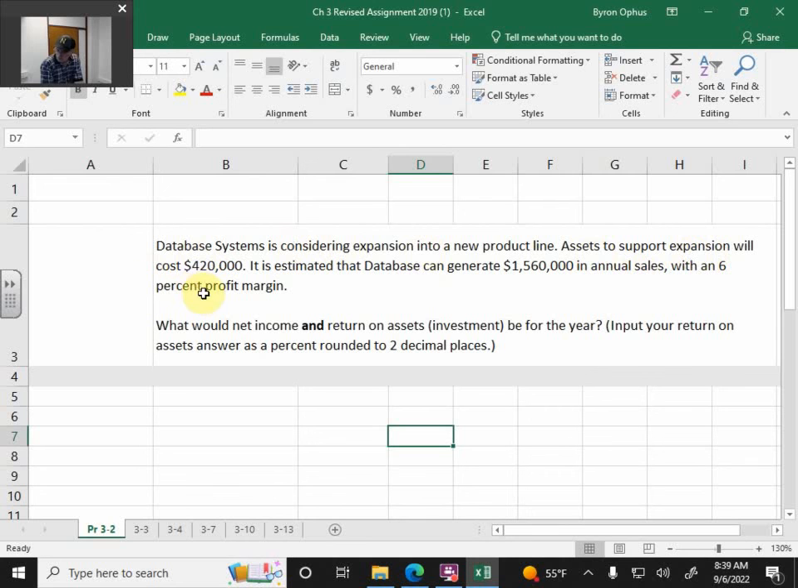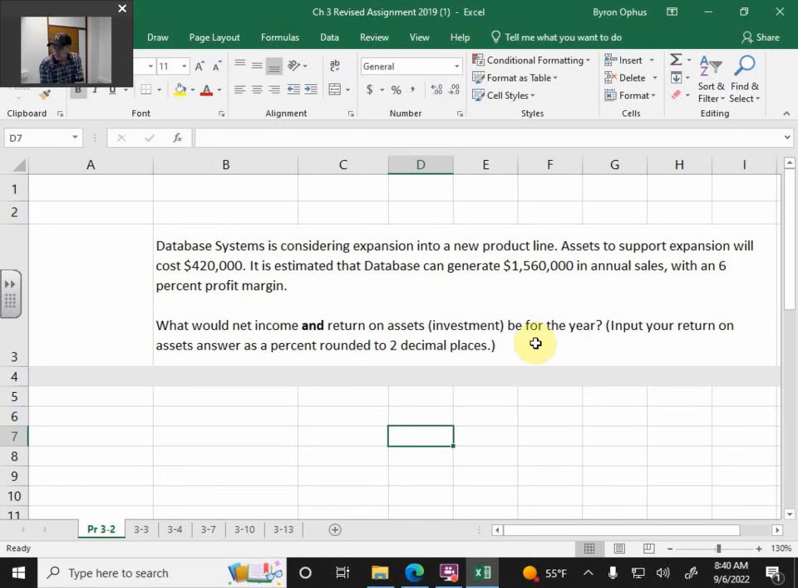So, okay, anyhow, taking a look at number one, database considering expansion, new product line, assets to support expansion, going to be $420,000. So that's our investment. Okay, it is estimated that database can generate 1.560 in annual sales with a 6% profit margin. Okay, so profit margin, that's net income. So now what do we got? We got to figure out what would net income. So we want two answers here. So first we got to figure out what's our net income, right?